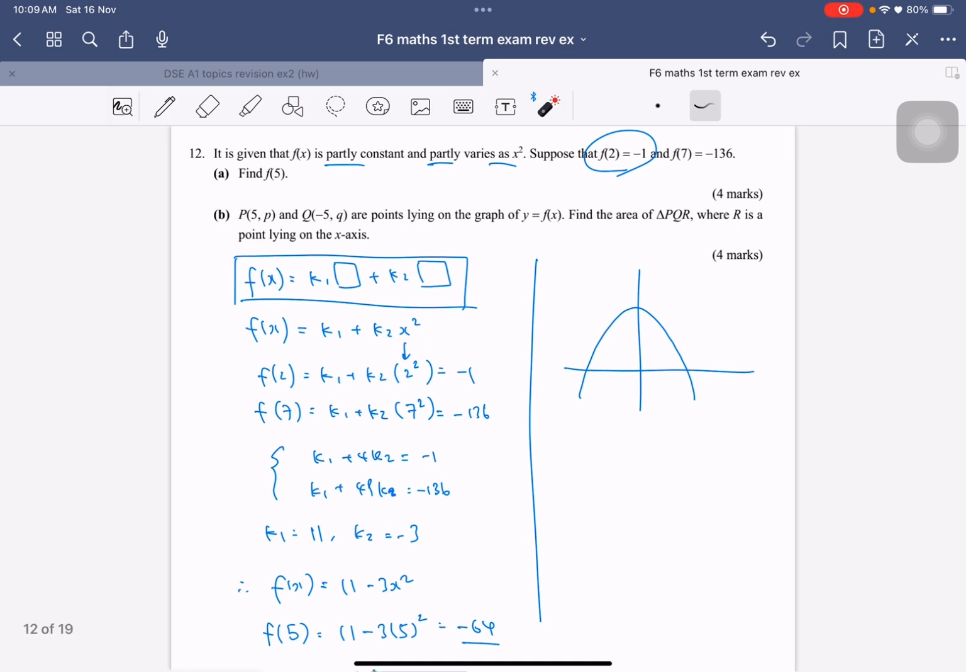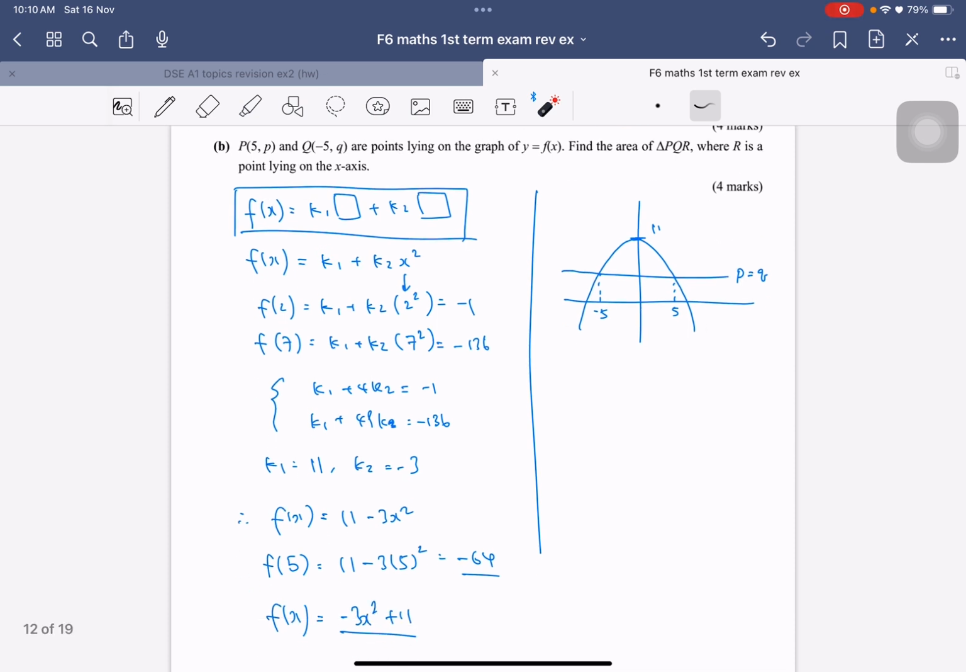So we can say our graph should look like this. Okay, so this is going to be 11, and this is a sad face, it's open downward. Now we have the x values 5 and -5. So 5 is here, and -5 should be here. So I can draw a straight line here. That's going to be P, which should be equal to Q, because a quadratic is symmetric along the y-axis.